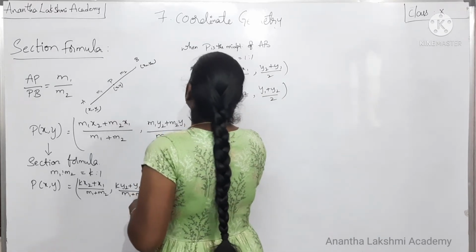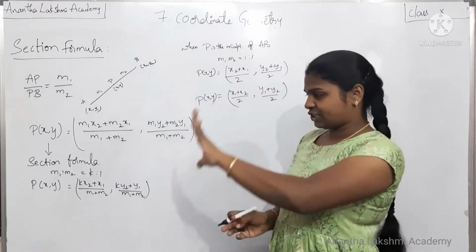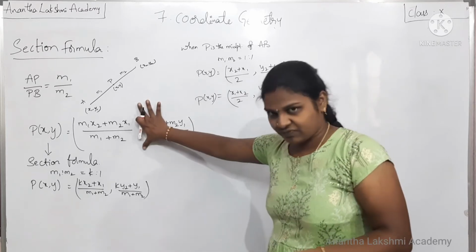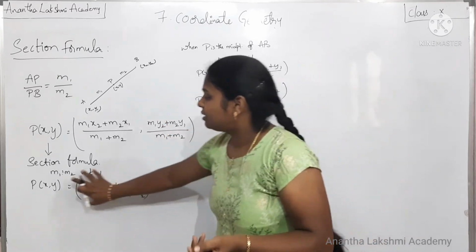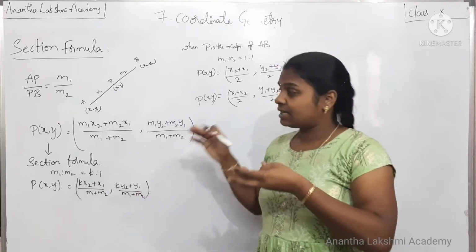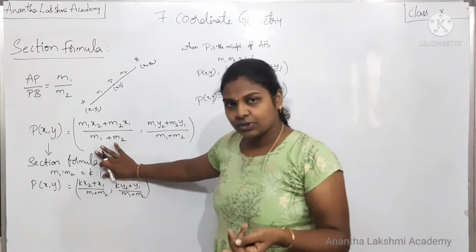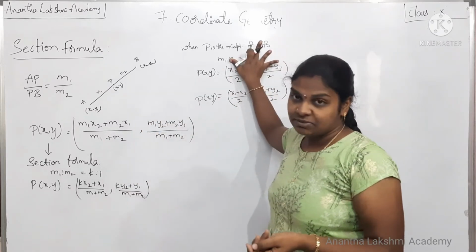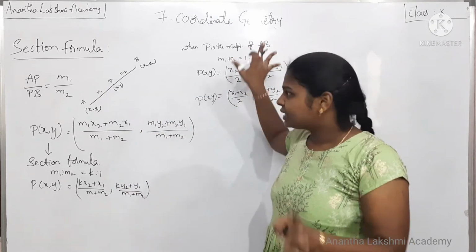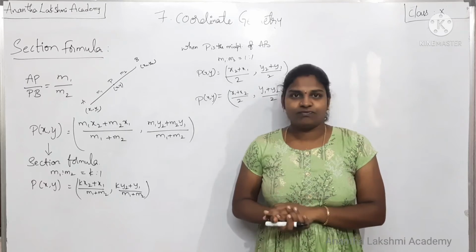So what have we learned now? We have learned the section formula. What is the section formula? When the point divides the line segment in a ratio, like the ratio k is to 1, and what happens when P becomes the midpoint of AB. That's what we have learned in the section formula.